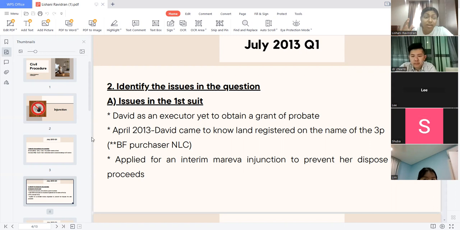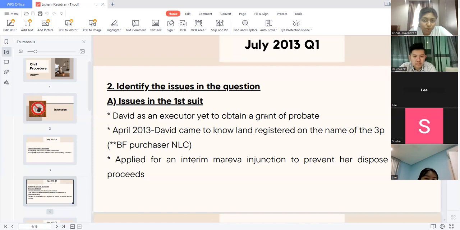Unless your memory is good and you can remember, that is well and good. But if you cannot, don't force yourself to remember, okay? More than enough, because the examiners also have no time to see, oh, the students have put this. Yes, if you write it, it is good. But it is not required because there's no change in the law whatsoever, all right? So you can see David as an executor yet to obtain a grant of probate.